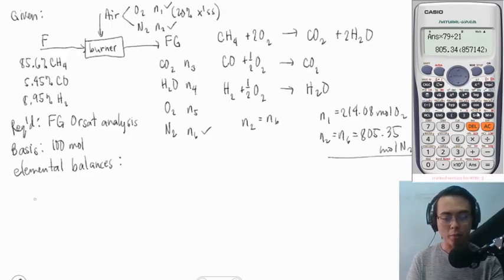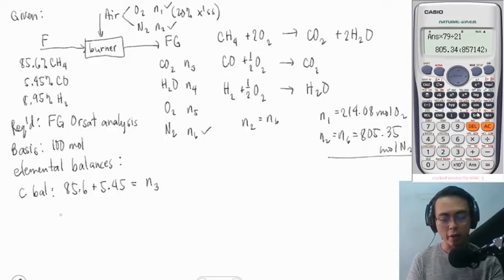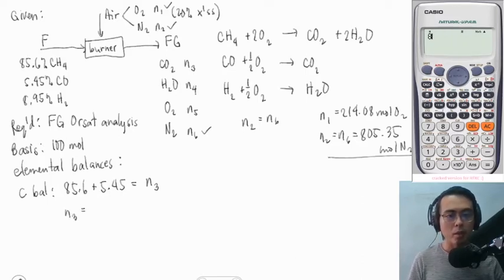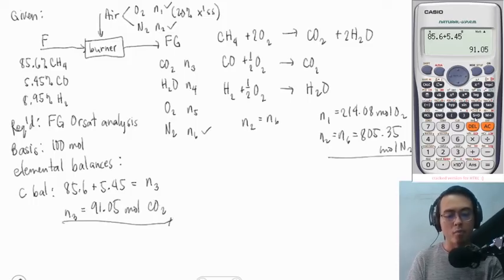Let's start with the carbon balance. So what is your carbon balance in this case? You have 85.6 from CH4 plus 5.45 from the CO in the feed equals, in the product side, you have N3. So immediately, we have the value of N3 as 85.6 plus 5.45, 91.05 moles carbon dioxide. We're done with N3.